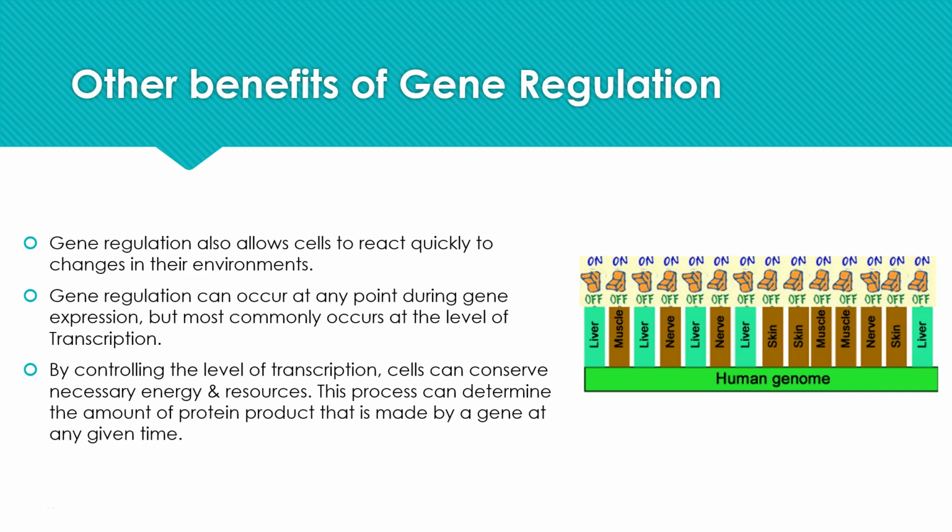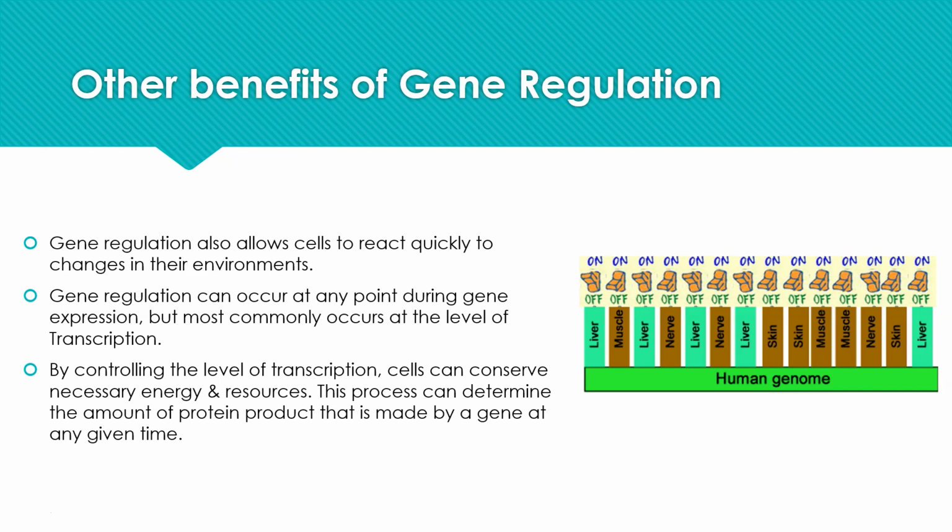Something else to remember is that, like I said earlier, gene regulation can occur at heaps of different points, but most commonly that's at the level of transcription. So for the most part, if you're controlling a gene and you say switch it off, what you're talking about is you're saying that the gene won't be transcribed at all. And when you talk about switching on genes, we're generally talking about promoting transcription happening.